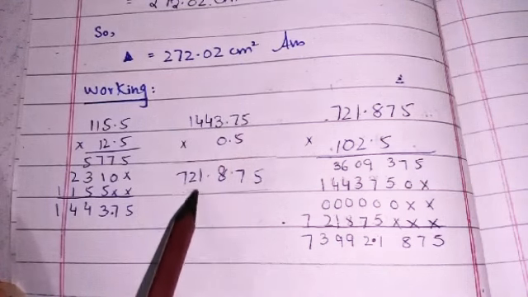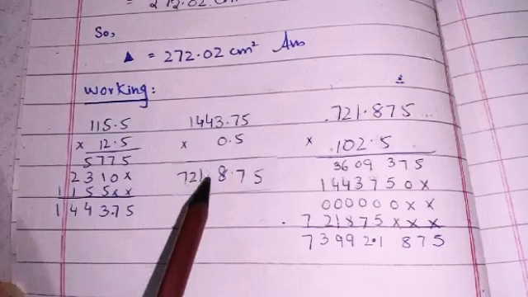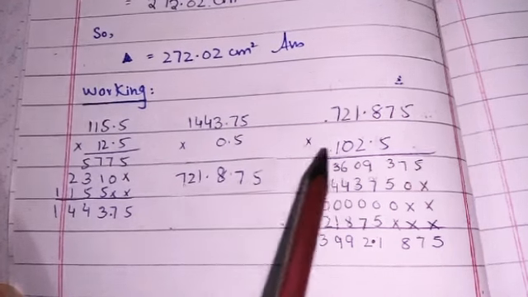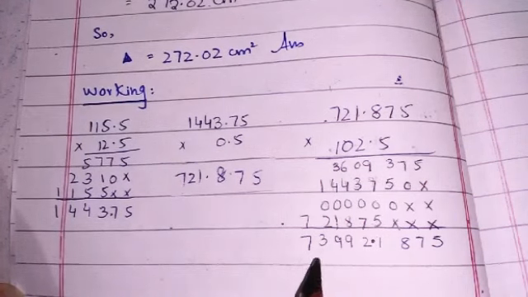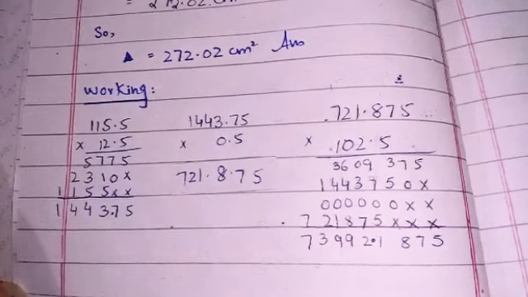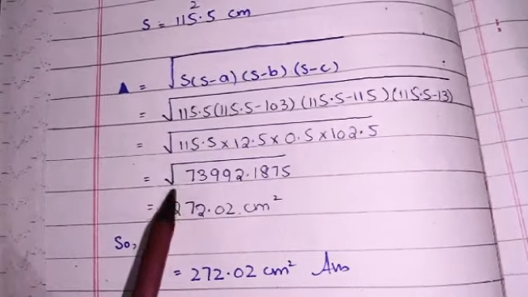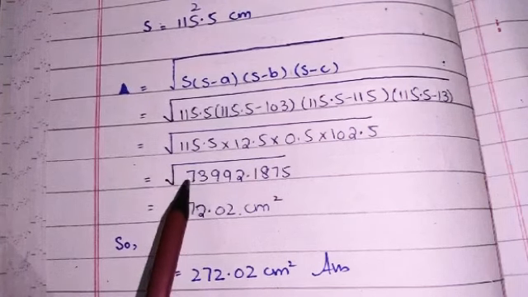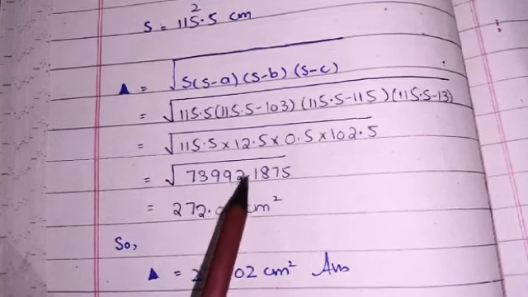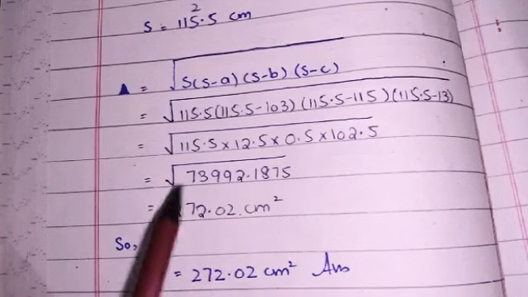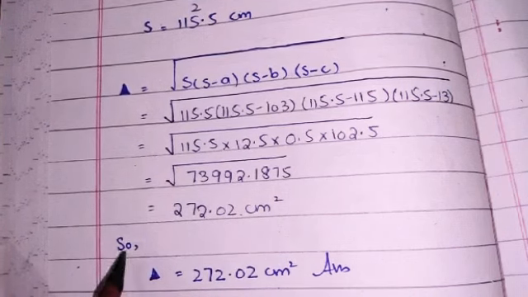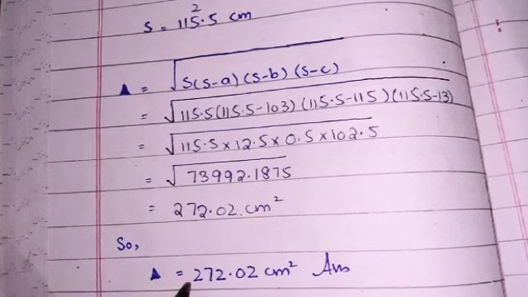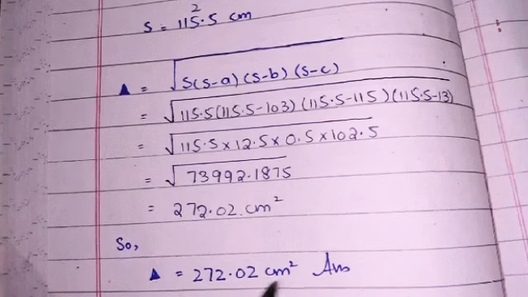144.3.75 into 0.5. We got our answer, which is 721.875. And then we will multiply 721.875 into 102.5. We got our answer, which is 73,992.1875. Now students, within a square root, we will write the answer of our product, which is 73,992.1875. By taking square root, we got our answer, which is 272.02 centimeter square. So the area of triangle is equal to 272.02 centimeter square.